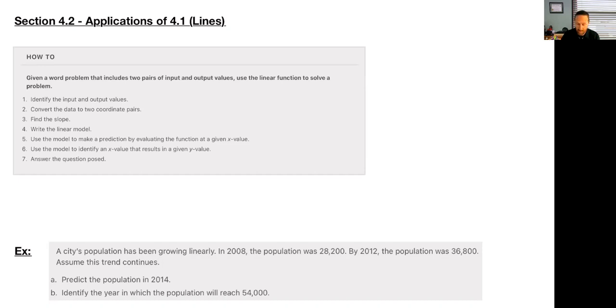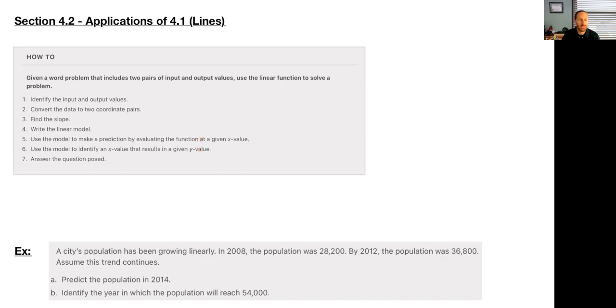So first thing you want to do is read the problem. I like to read it in its entirety, so I have a feel of what they gave me to work with, and what they are asking me to find. So that's where step one comes in. Identify the values that they both gave you and that they want you to find. For linear, input and output values. Then convert them to x, y coordinate pairs. Find your slope, write the line. They're calling it modeling because it's going to be real world situations. And then use that equation of a line to make predictions, evaluate, given some x value, find the output, okay?